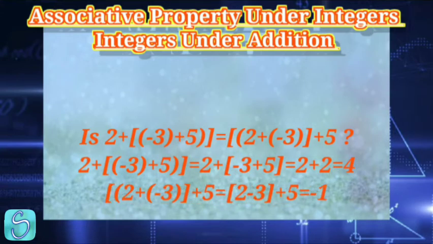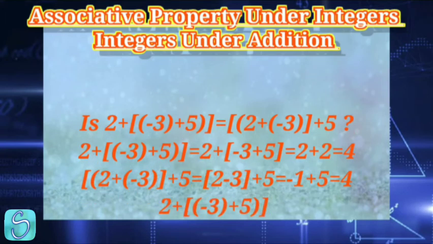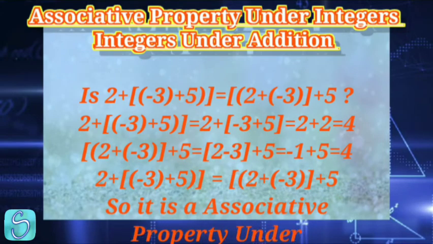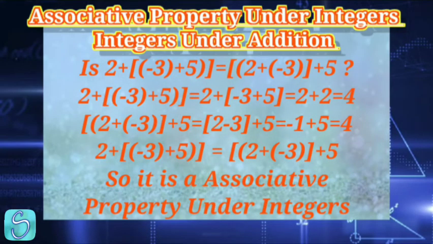Find the sum of (2 + (-3)) + 5: 2 plus minus 3 is minus 1, then minus 1 plus 5 is equal to 4. Find the sum of 2 + ((-3) + 5): minus 3 plus 5 is 2, then 2 plus 2 is equal to 4. So (2 + (-3)) + 5 is equal to 2 + ((-3) + 5). So it is the associative property under integers.